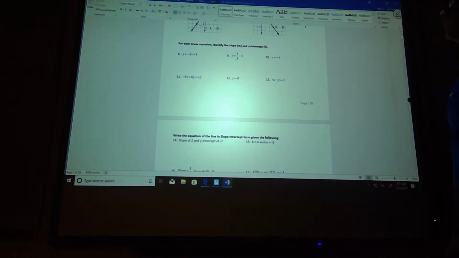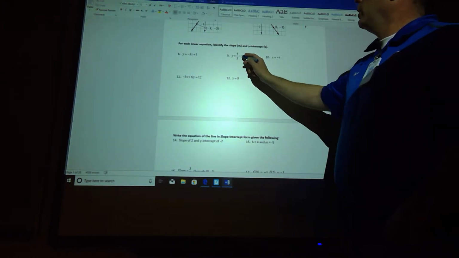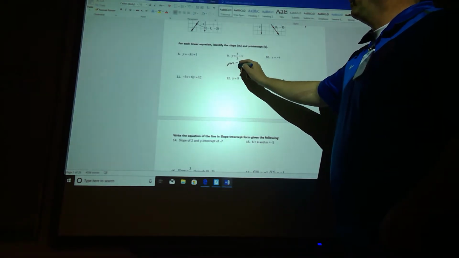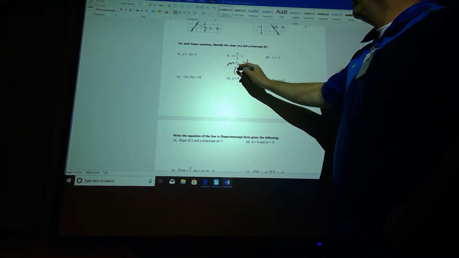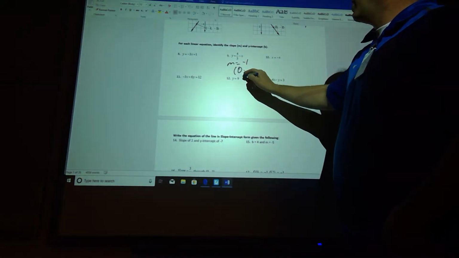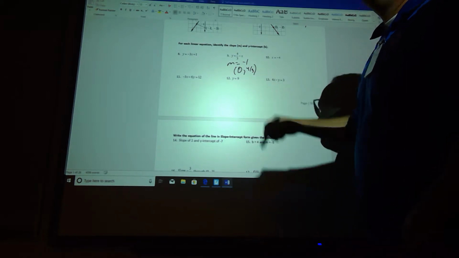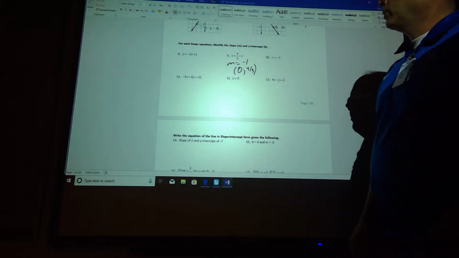Identify the slope and the y-intercept. So my slope on this one is attached to the x. So my slope is negative 1. My y-intercept is going to be 0, 4/3. Remember, you want to write that as a point because the y-intercept is a point.